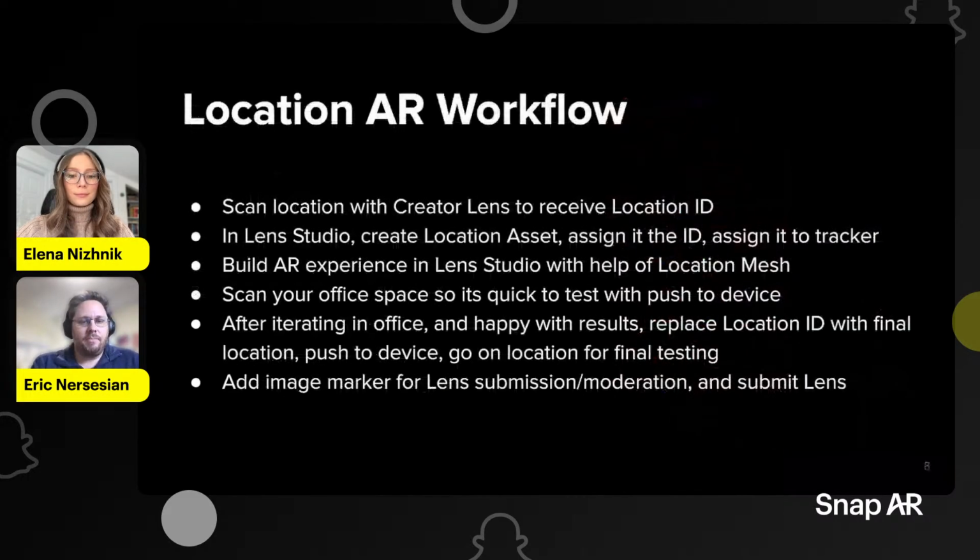So just a quick recap of the workflow. It's important to understand that we're going to be starting in one lens, the scanning lens called the Crater lens. You're going to use it to scan a location, which we'll cover in a moment, and it'll create an ID for you, which you then take into Lens Studio. We're going to create the location asset, assign it the ID, and assign it to a camera tracker. We'll also have access to the location mesh, which will let you see the physical environment in Lens Studio to place your AR objects around.